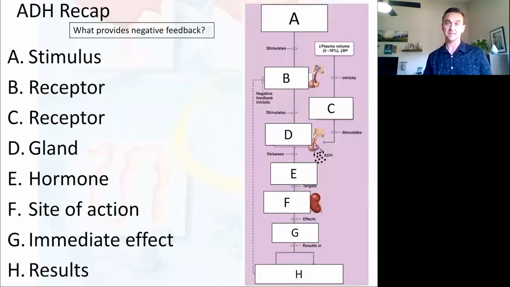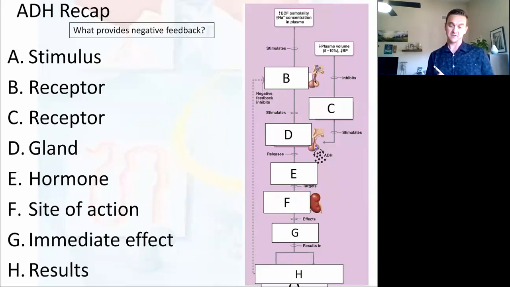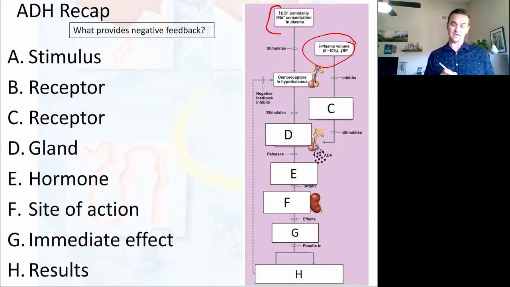Okay, so the ADH recap here. A is the stimulus. We work our way down. B is the receptor. So the stimulus there is extracellular fluid, an increase in osmolarity, an increase in sodium concentration in the plasma, as well as low blood pressure would do it as well. And that's showing here, right? The low plasma volume, low blood pressure. So then that's going to go to those osmoreceptors in the hypothalamus, and then that is going to lead to C, which is those baroreceptors. So we get stimulation here, and we get stimulation here.